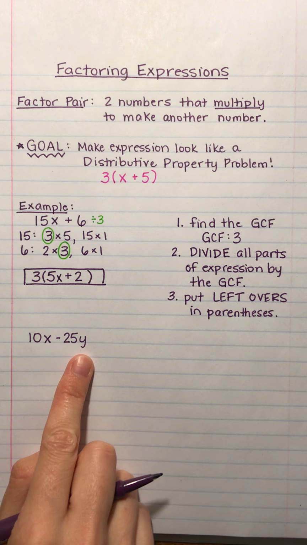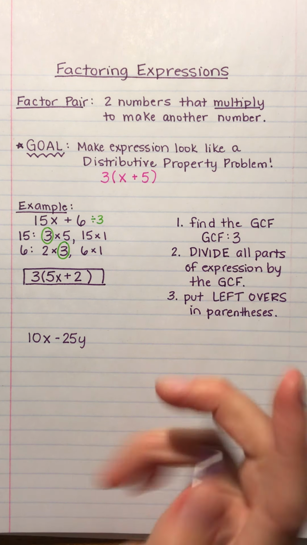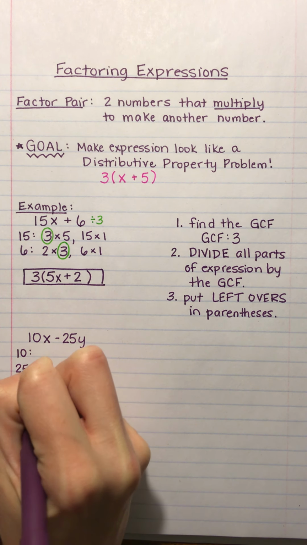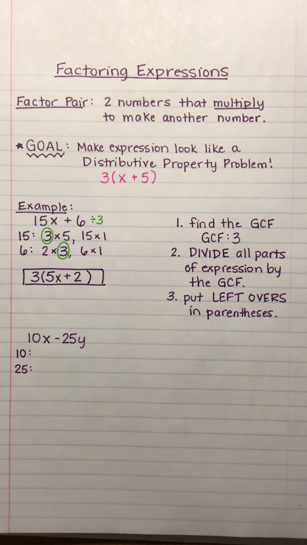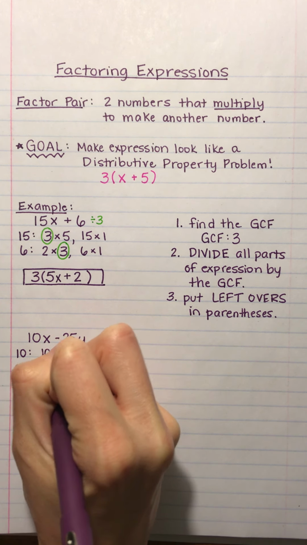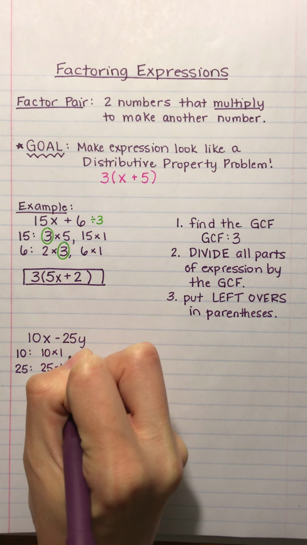All right, so I've got my expression. First thing I need to do is find the greatest common factor. So I'm going to list both my numbers out. I want to find all the factor pairs. So I start listing them out. Maybe I start with the easy ones, multiplying by 1.